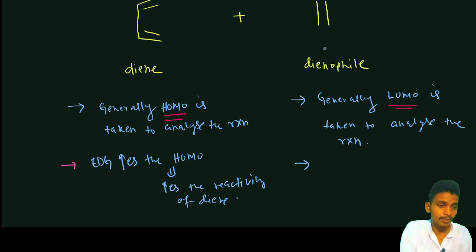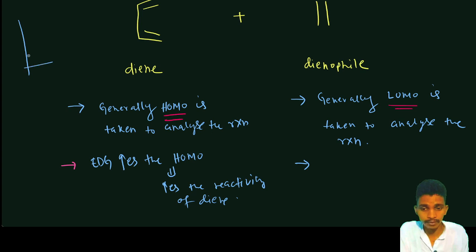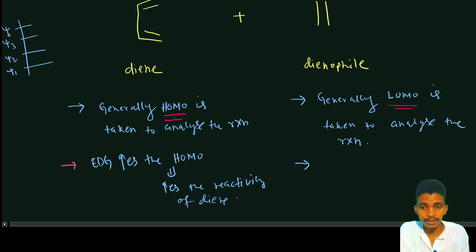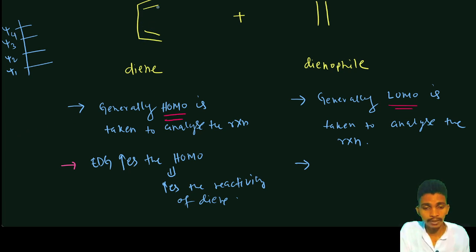In the other case, for the dienophiles, the LUMO is taken to analyze the reaction, and LUMO means the lowest unoccupied molecular orbital. Let me explain the frontier orbitals. Let's say this is for the diene. How many carbons? 4 carbons. So let's say this is psi 1, psi 2, psi 3, and psi 4. How many pi electrons are there? 4 pi electrons. So just fill 1, 2, 3, and 4.